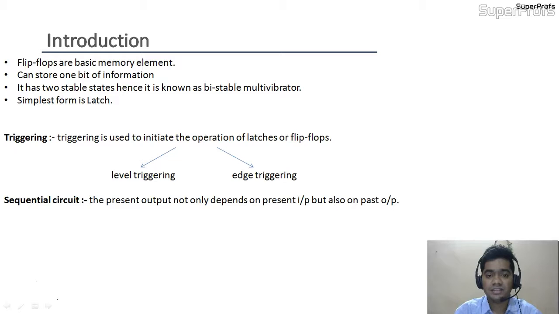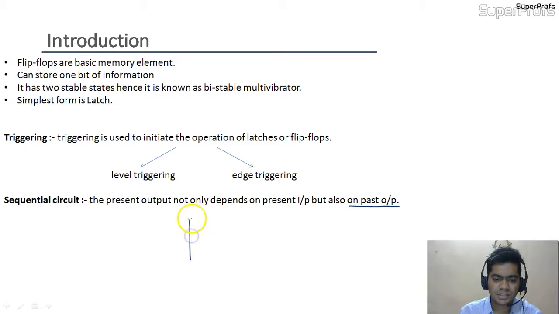But there is a contrast in the sequential circuit, in which the present output not only depends on the present input but also depends on the past output. What do you mean by the past output? Suppose you can see the definition. The present output not only depends on the present input but on past output also.